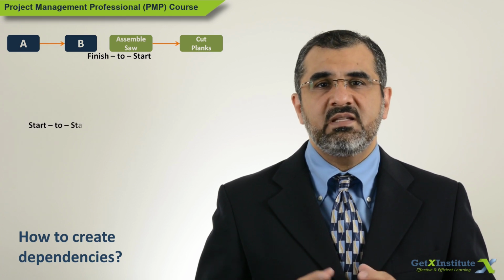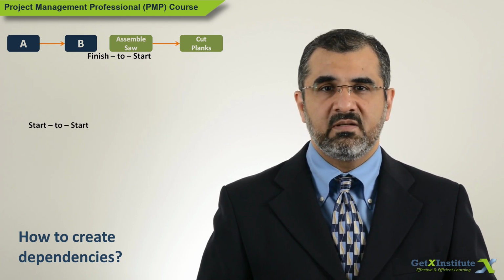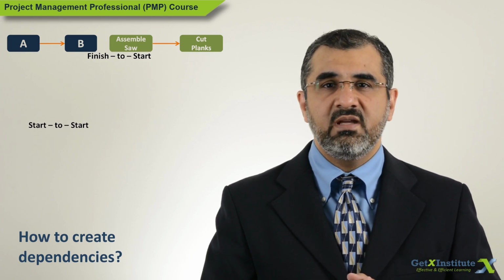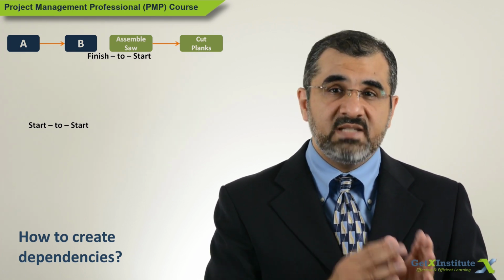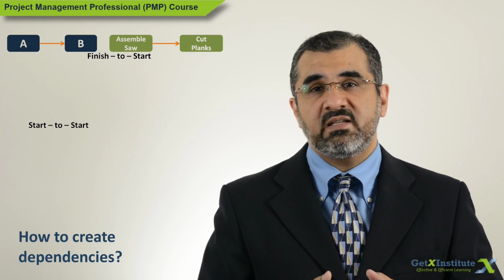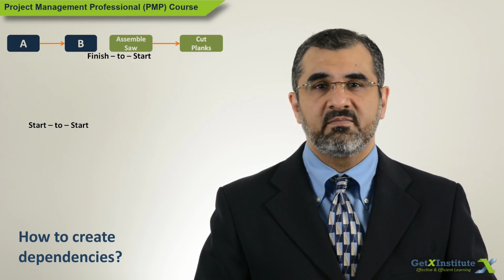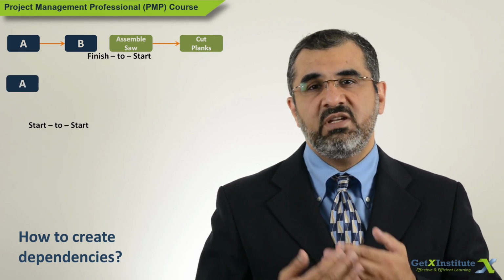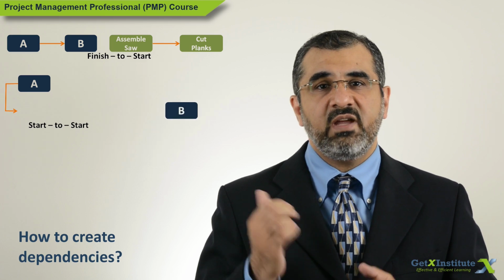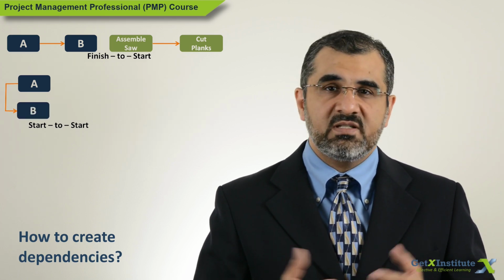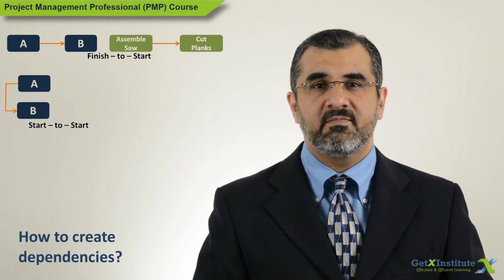Another type is the start to start relationship. Start the predecessor activity and then start the successor activity. If the predecessor is late, the successor activity will also be late. So start activity A, then start activity B. If the start of A is late, the B cannot start. It will also be late.